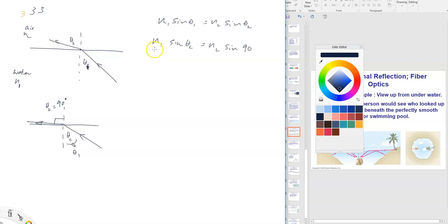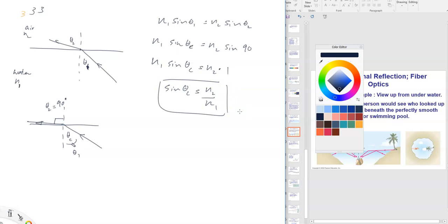N1, which is water, right? This is water, so let's leave it as N1. sine theta c equals N2 sine 90, and sine 90 is just 1. This gives you sine theta c equals N2 over N1. Here's a way to find the critical angle between two mediums.